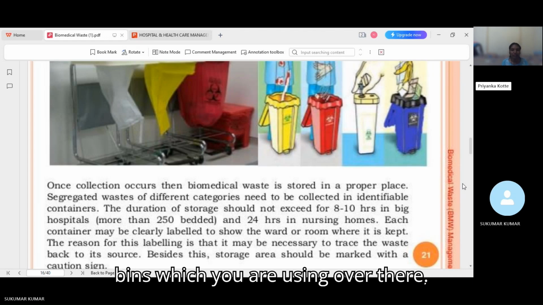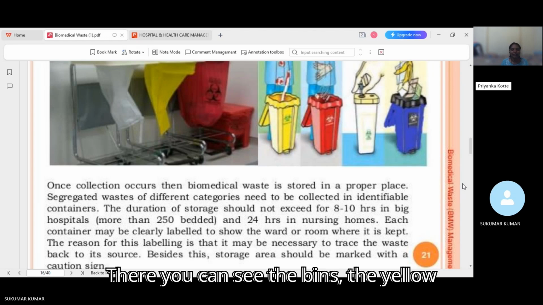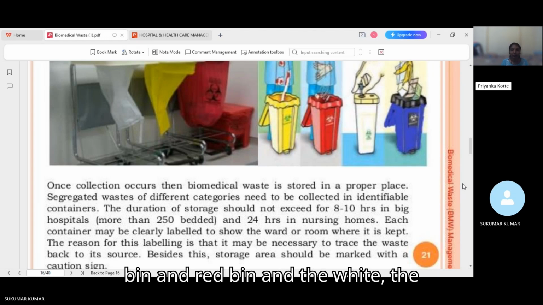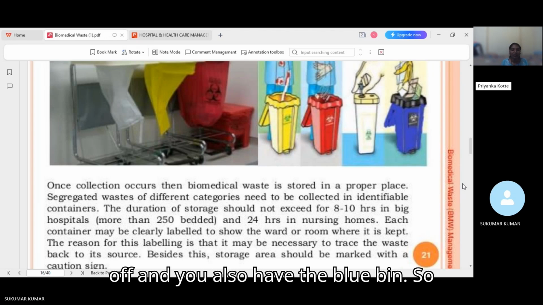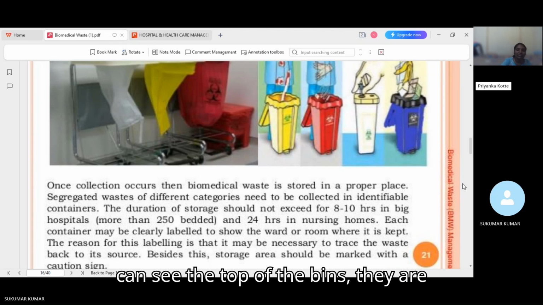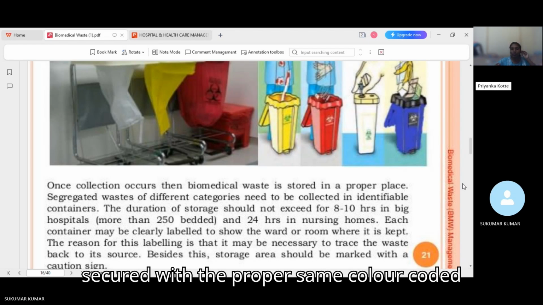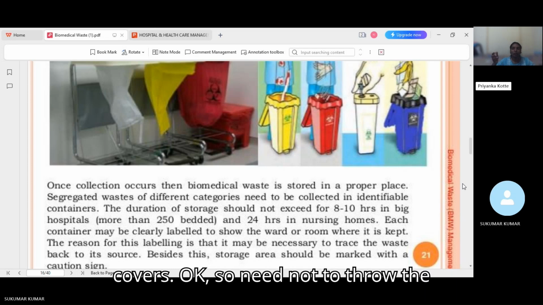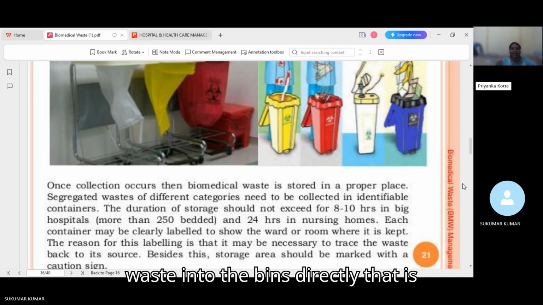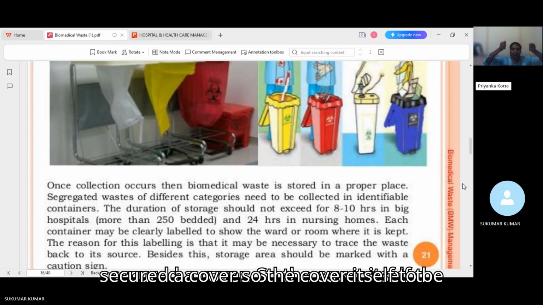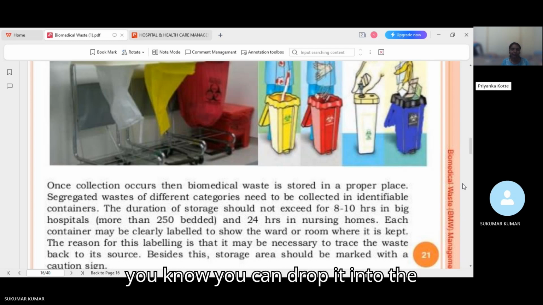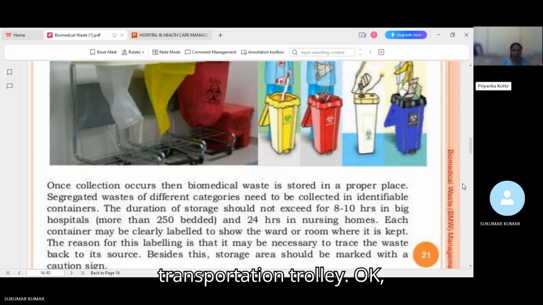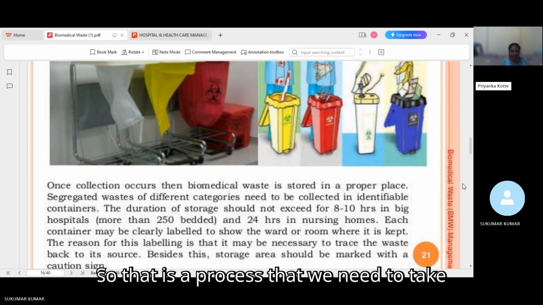So the bins which you are using over there, you can see the yellow bin and red bin, and the white, the puncture proof one for the needle cutter, and you also have the blue bin. So these are the ones which are given. You can see the top of the bins, they are secured with proper same color coded covers. So you need not throw the waste into the bins directly. That is secured with a cover. So the cover itself is to be taken up and you can drop it into the transportation trolley. Okay, so that is a process that we need to take care of.